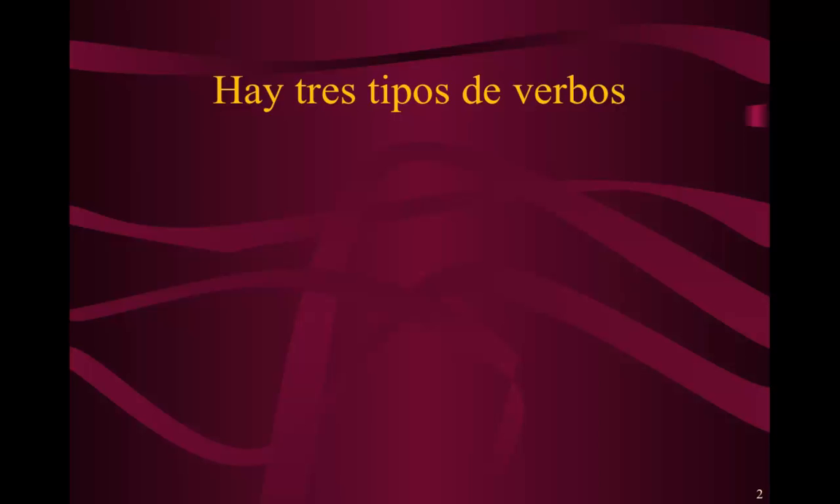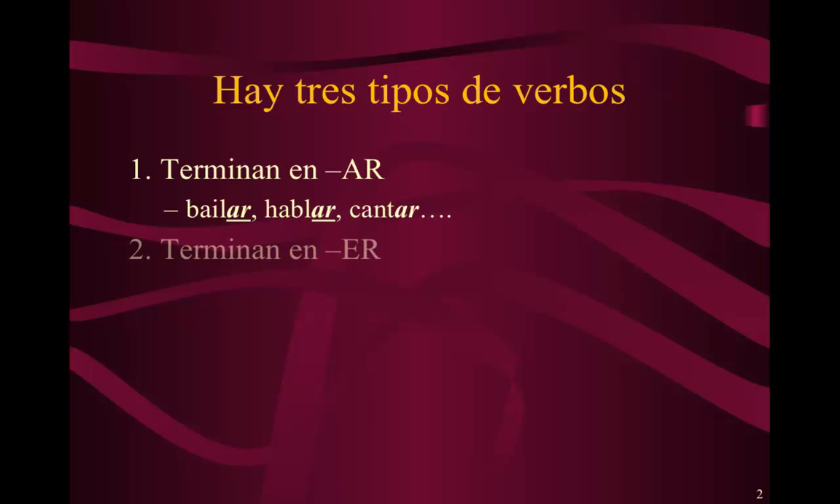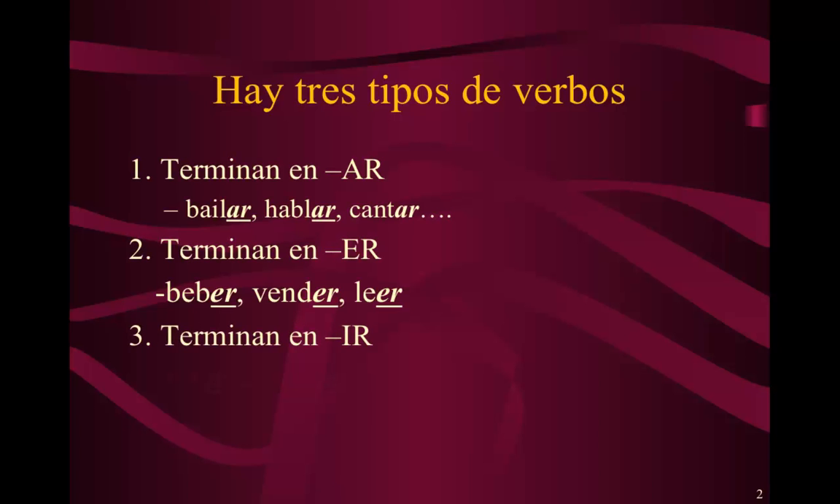Hay tres tipos de verbos. There are three types of verbs in Spanish. You have AR verbs, ER verbs, and IR verbs. Hay verbos que terminan en AR. So AR verbs will end in AR. So you have bailar, hablar, cantar, and all of the verbs that you have been presented with in capítulo 2, in chapter 2, are AR verbs.